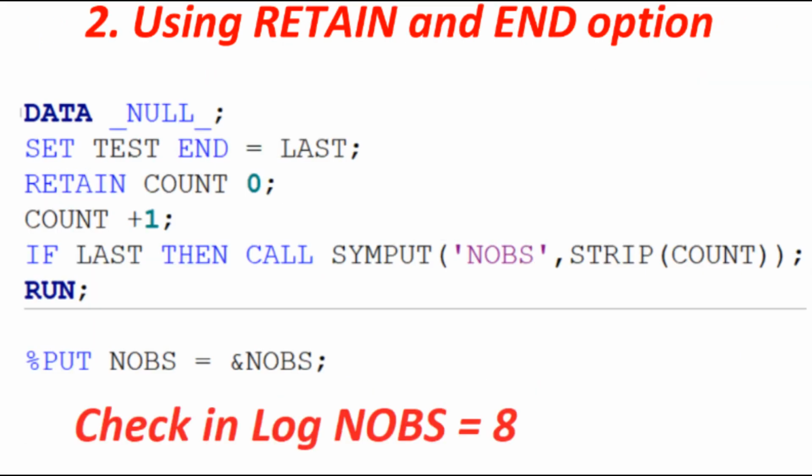Second method is using RETAIN and the END option. Here, using the retain statement we can calculate the total number of observations, which is stored in the count variable. And this count variable value is assigned to the macro variable NOBS by using the CALL SYMPUT function. Here END equals last means the last record from the dataset is stored in a temporary variable last. So if it is the last record of the SAS dataset, then its value is assigned to the macro variable.